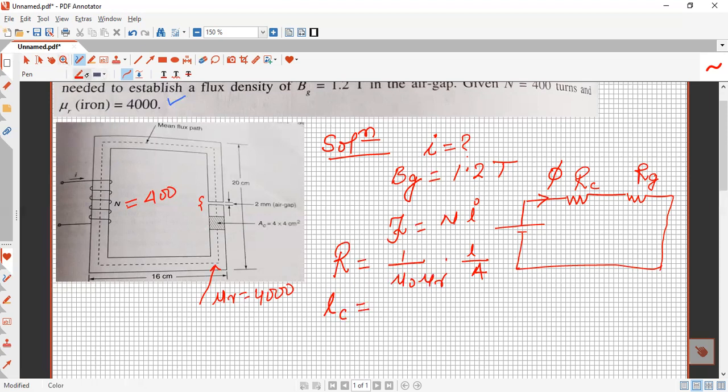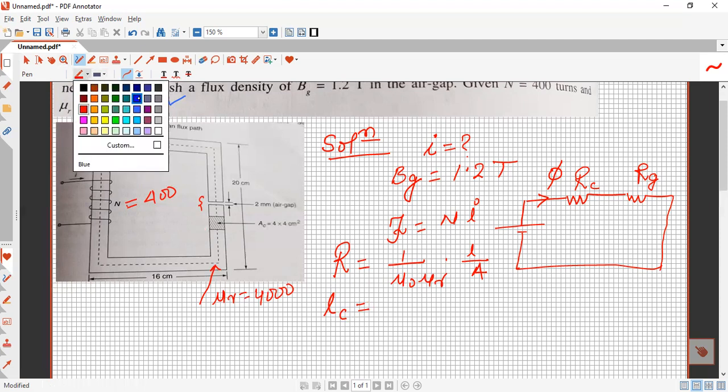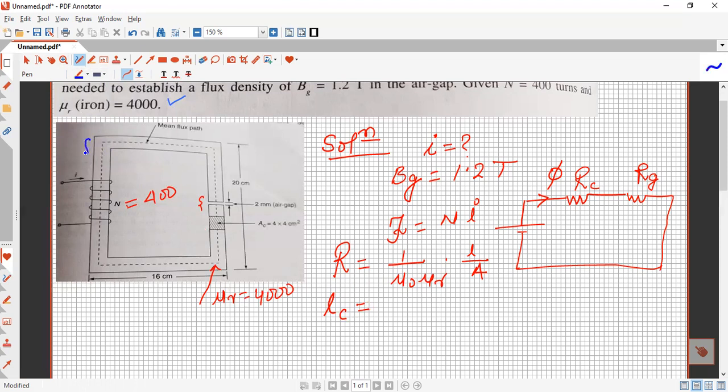I take a different color so that we can differentiate it. You see here, this length, then this length. This whole length is 16 centimeter, and 4 centimeter is from here to here, so 2 centimeter will be from here to here and also 2 centimeter from here to here. So we have to subtract 4 centimeter from 16 centimeter to get this length. This length will be 16 minus 4, and the same length will be here also, 16 minus 4 centimeter.